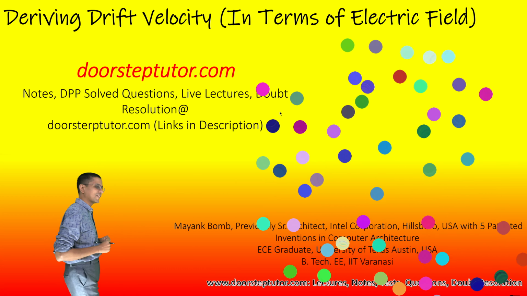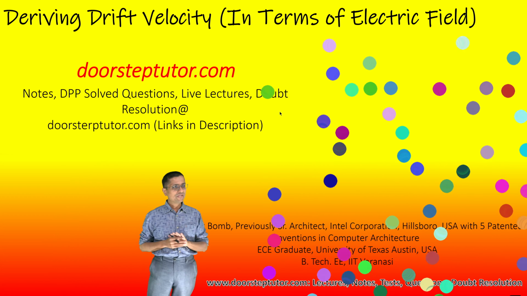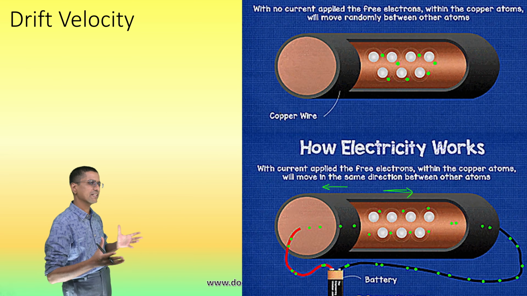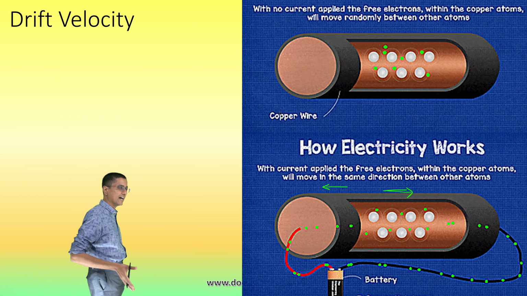Today we will be looking at a very important concept: deriving the drift velocity in terms of electric field. The concept of drift velocity we have already explained on this channel, so look at that video. The drift velocity is the net velocity of the charge carriers due to the electric field. In this case, I have applied an electric field in this direction, and there is a net motion of the electrons in the opposite direction due to this electric field, and that is what we call the drift velocity.